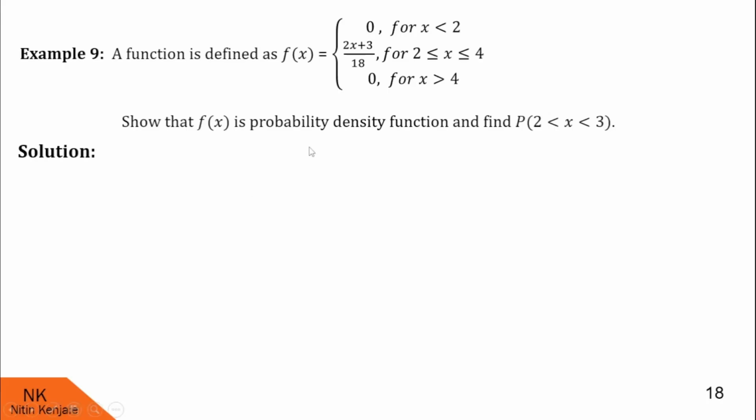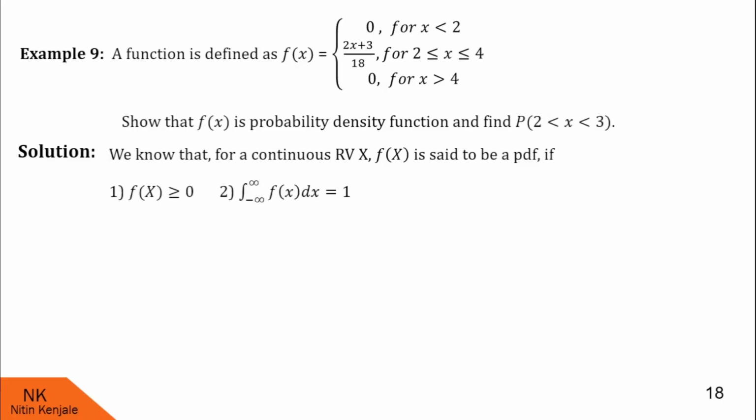To show that f of x is a PDF, we have to prove that f of x satisfies the conditions of a PDF. That is, f of x should be greater than or equal to 0 and the integral of f of x between minus infinity to infinity limits is equal to 1. Note that f of x takes values either 0 or greater than 0. Therefore, f of x is greater than or equal to 0 in all cases of x.